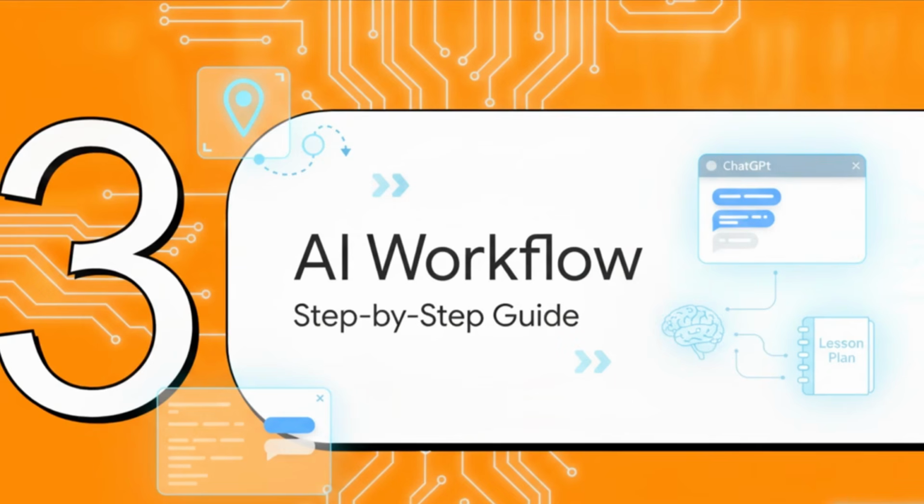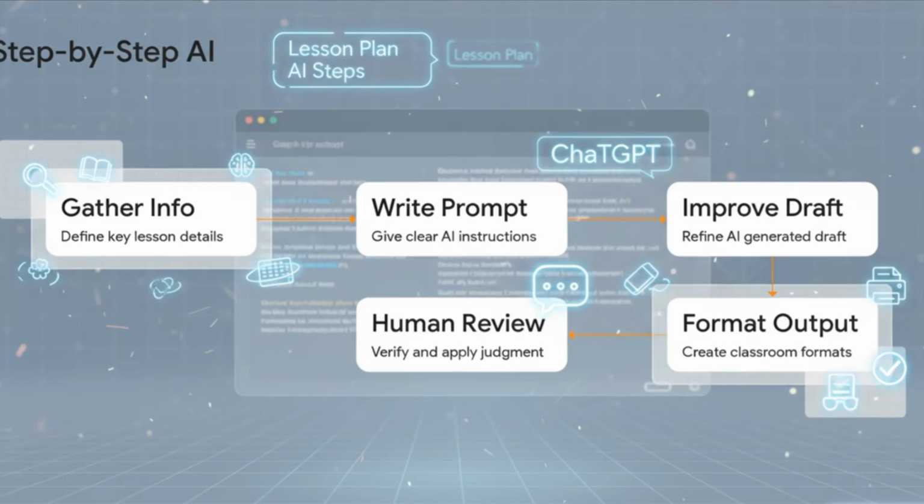Section 3. Your step-by-step AI workflow. Okay, now for the fun part. This is where we turn theory into practical, time-saving action. Here are the 5 steps of our workflow. Step 1, gather info. Step 2, prompt. Step 3, improve. Step 4, format. And Step 5, review. Let's zoom right into Step 1.